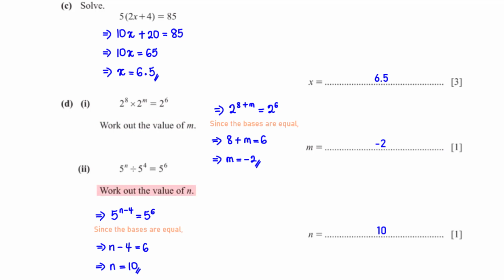Work out the value of n. Since these two have the same base and they are dividing, we can rewrite it as 5 raised to the power n minus 4. Since the bases are equal on both sides of the equation, then their powers must also be equal. So n minus 4 equals 6. When we add 4 to both sides, we get n equals 10.